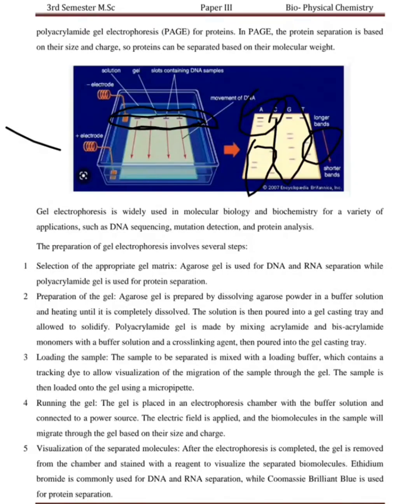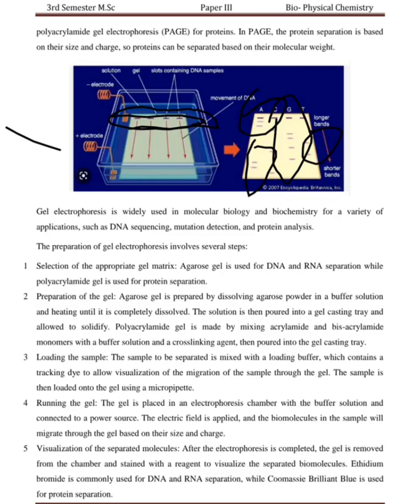To identify them, we are going to dip the gel inside the ethidium bromide solution. It is commonly used for DNA or RNA separation. When inserted into that solution, we are going to get the different band colors. So you can identify different DNA and RNA present inside that sample. Similarly, it can be used for protein separation also.